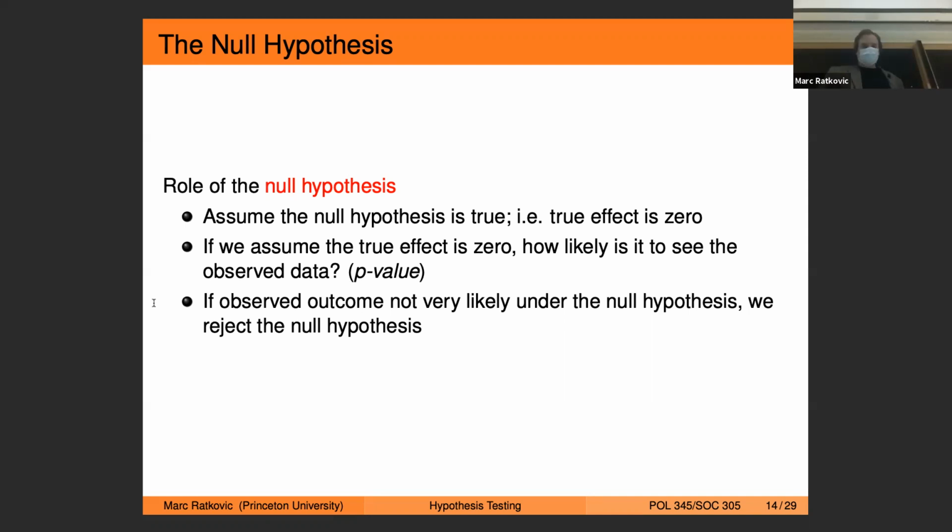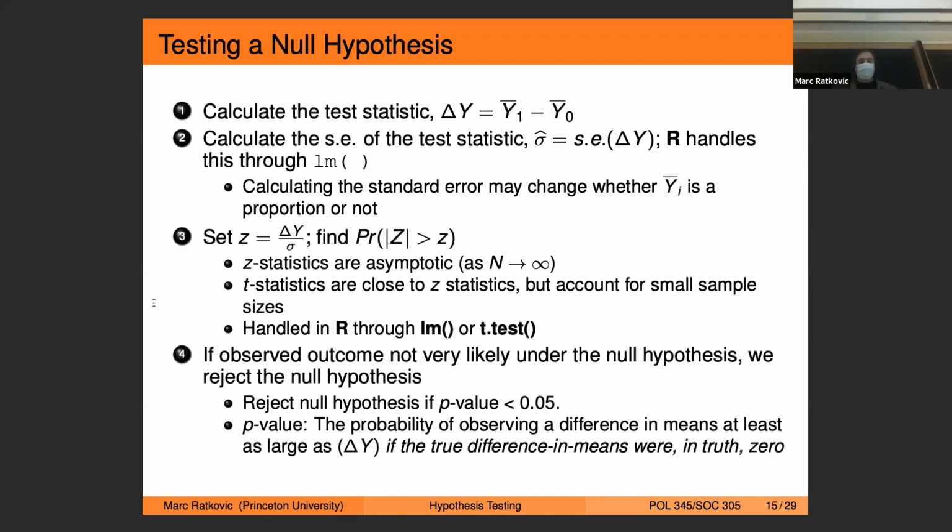Let's go ahead and test. So the first thing we're going to do is create a test. Say the means for group 1 and group 0. We've been doing differences throughout the entire course. Now that we have the difference, we're going to calculate the standard error of the statistic, and we're going to handle it with the LM function. We use the LM, if you haven't found out yet, it's coming this week, I believe, or next week.